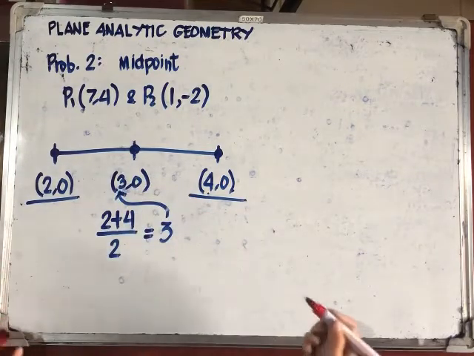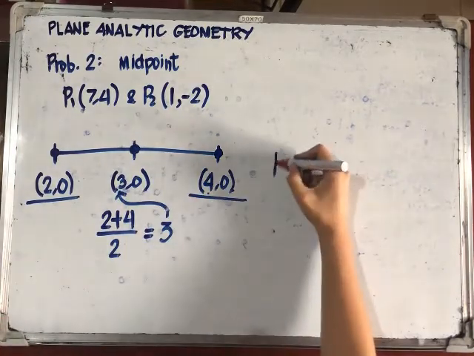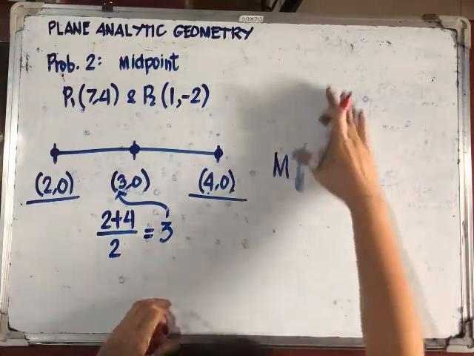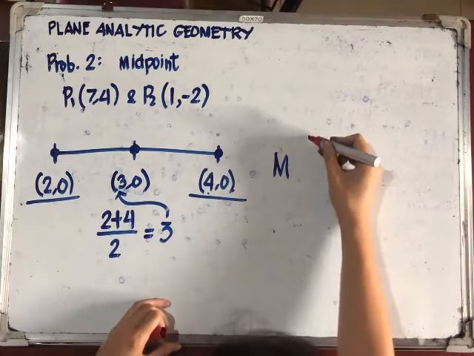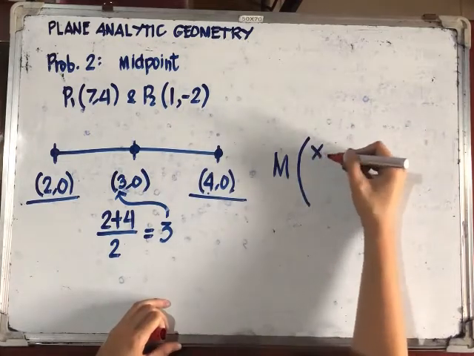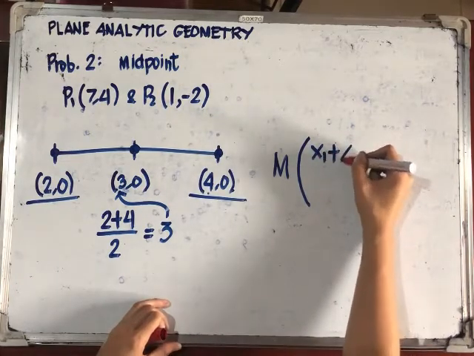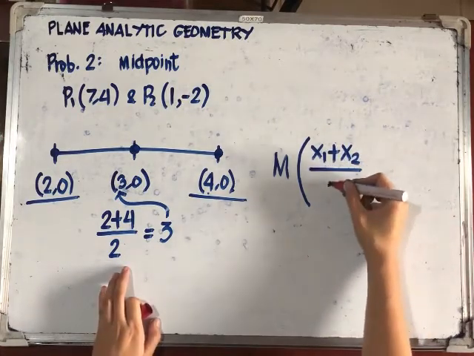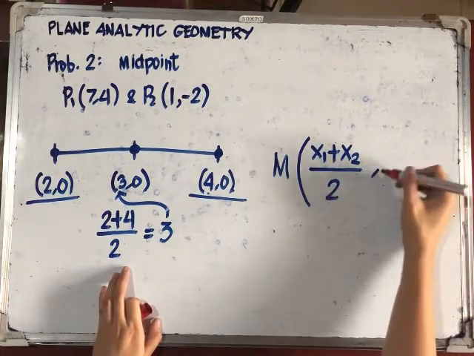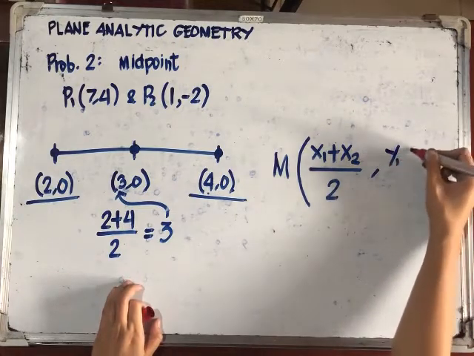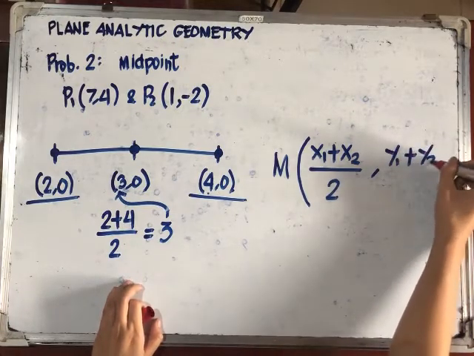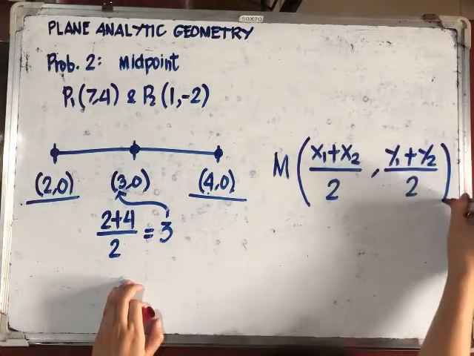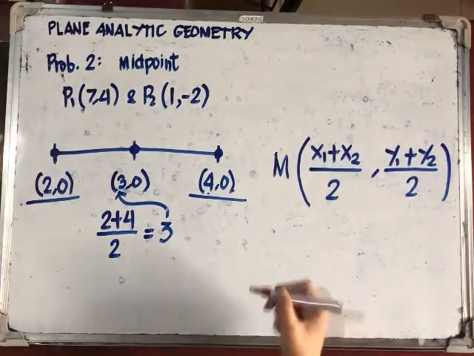So with that being said, we can get our midpoint M by getting the x coordinates, x1 plus x2, just like what we did here, and then you need to divide it by 2. And then comma, you have y1 plus y2. You also have to divide that by 2. It's that simple to get the midpoint.